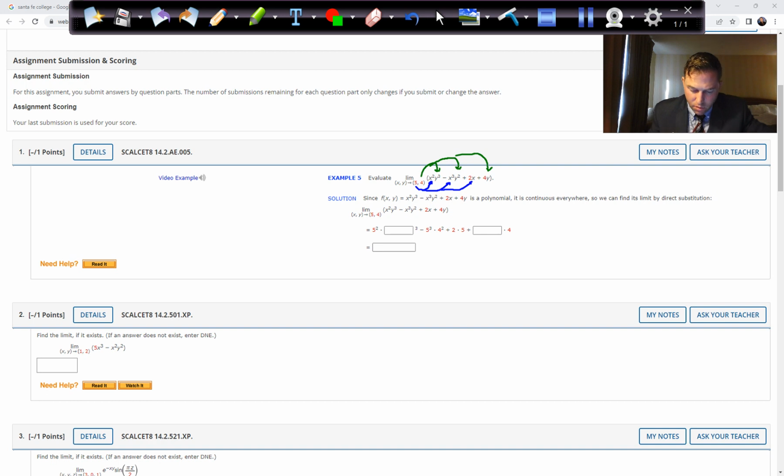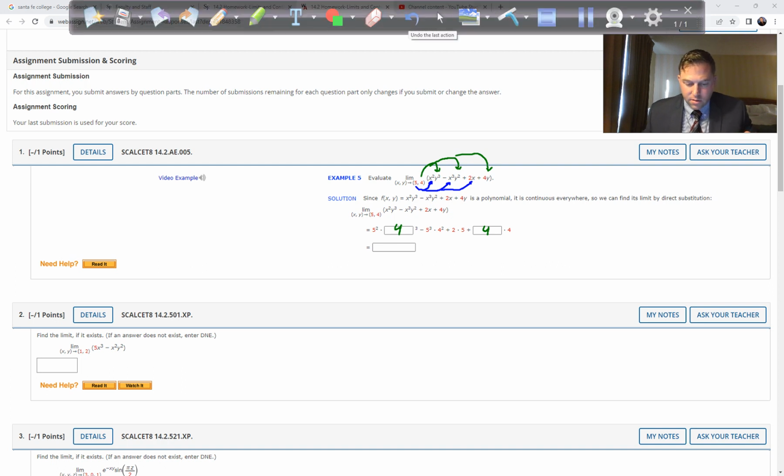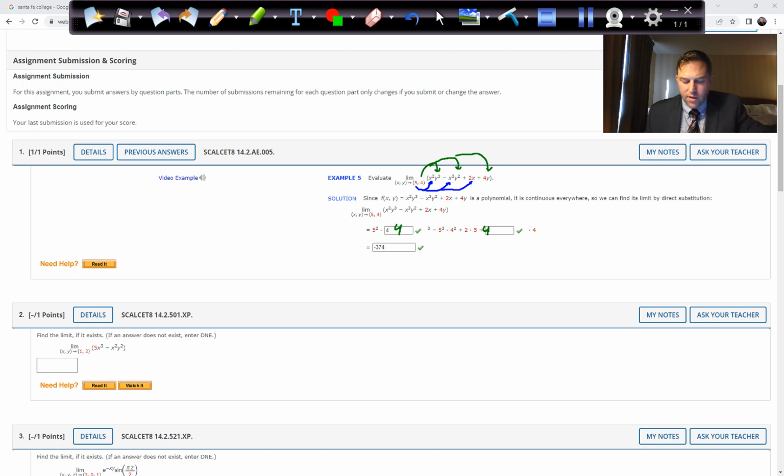to be 4 cubed, then minus that x cubed becomes 5 cubed, that y squared becomes 4 squared, that 2x becomes 2 times 5 plus 4 times y, but y is also 4, and then we have to evaluate all that. When you evaluate this properly using PEMDAS, powers first, then multiplication, and then subtraction and addition, you should get negative 374.